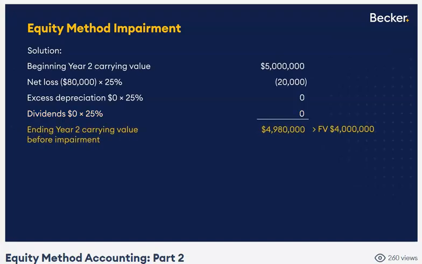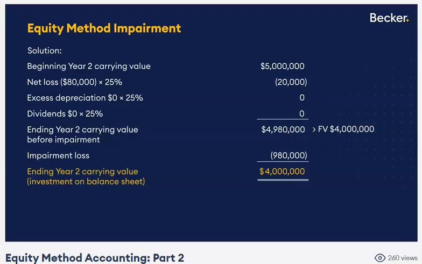So folks, the carrying value at the end of year 2, before I do any impairment adjustment, is $4,980,000. Now, is that greater than the fair value of $4 million? I'm no mathematician, but I think so. That carrying value is too high, and it's other than temporary. So what's going to be our write-down? We're going to record an impairment loss of $980,000 to get the carrying value of this investment down to $4 million at the end of year 2 on the balance sheet.